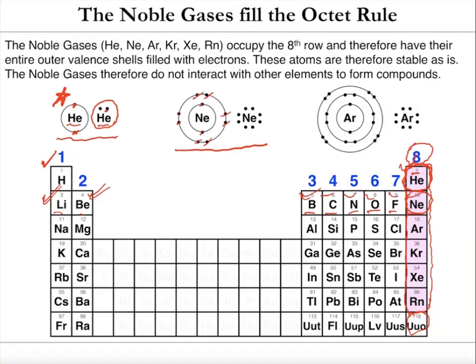So neon fills that octet rule in its second valence shell, and therefore it's very stable. You can see neon has the number 10 right here, and it has 10 electrons: 1, 2, 3, 4, 5, 6, 7, 8, 9, 10. It can also be depicted in this way, where you're just showing the outer valence electrons. You can see it has 8 there, so it's very stable just by itself. Neon doesn't need to interact with any other atoms because it's one of these noble gases.